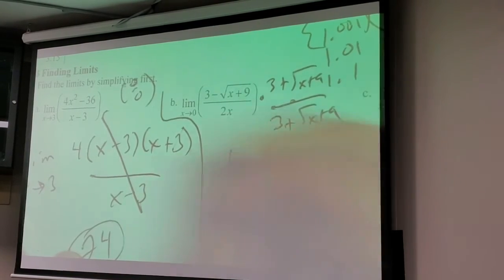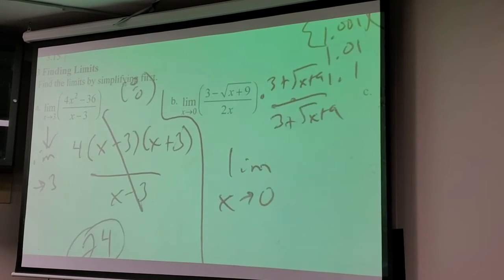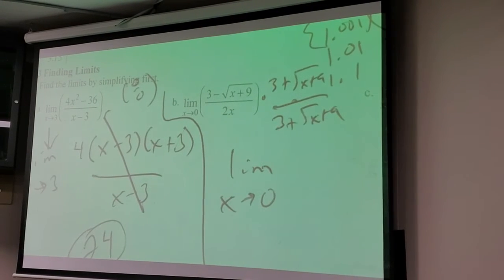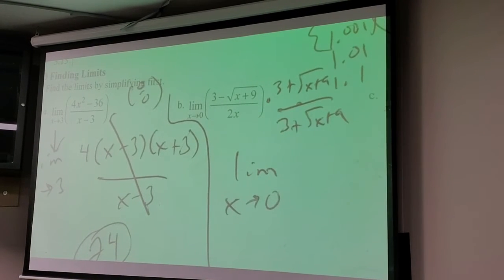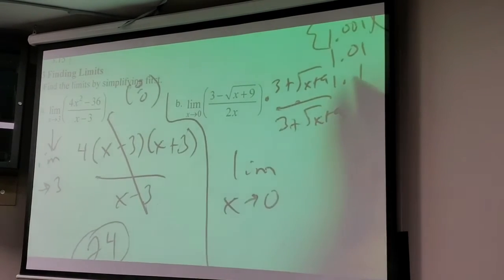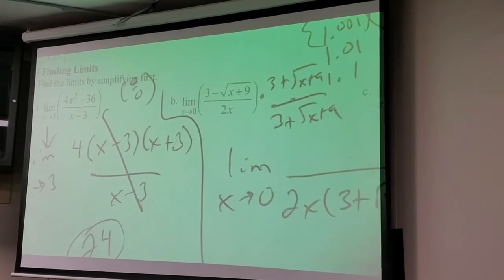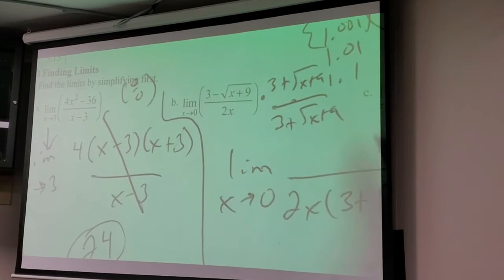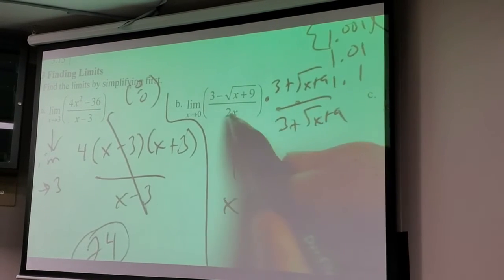And yes, I'm trying to model good behavior. You keep writing the limit until you actually apply it, or else you're lying to me with your work. Okay. So on the bottom, I just get 2x times this mess. What do I get on the top? Negative x. Yeah, I get 9 minus x minus 9.